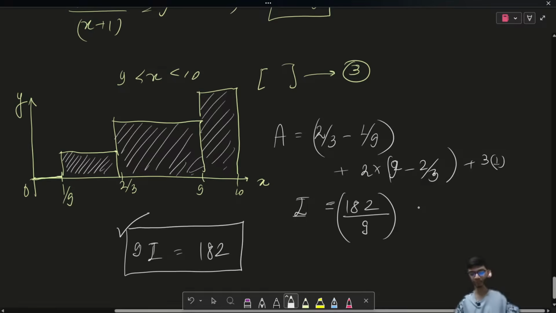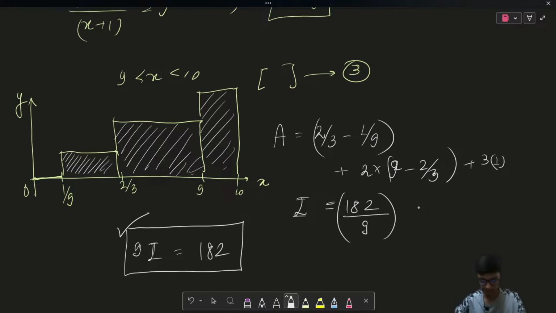Is this clear to all of you? Is this solution or the approach clear to all of you? Please let me know in the live chat. This is the simplest way I can solve this question.